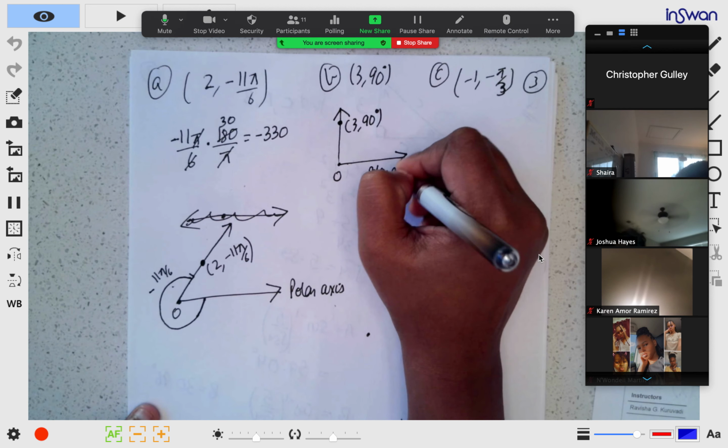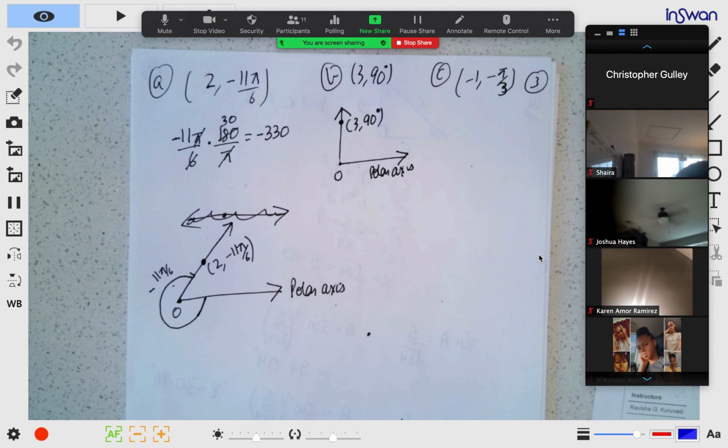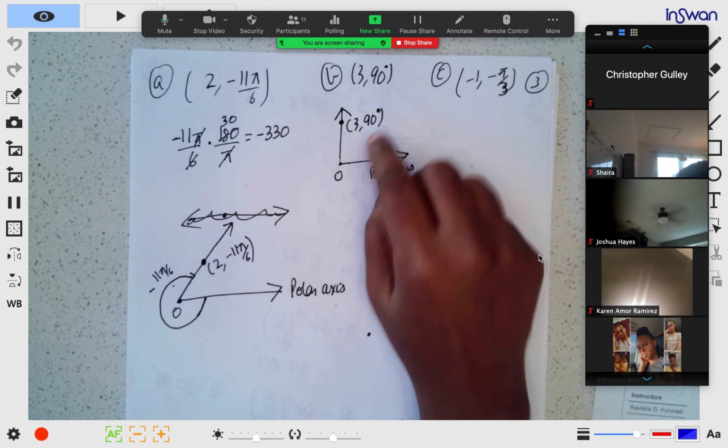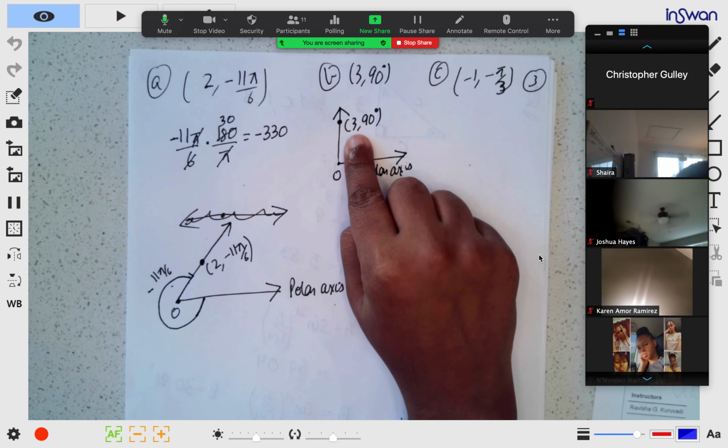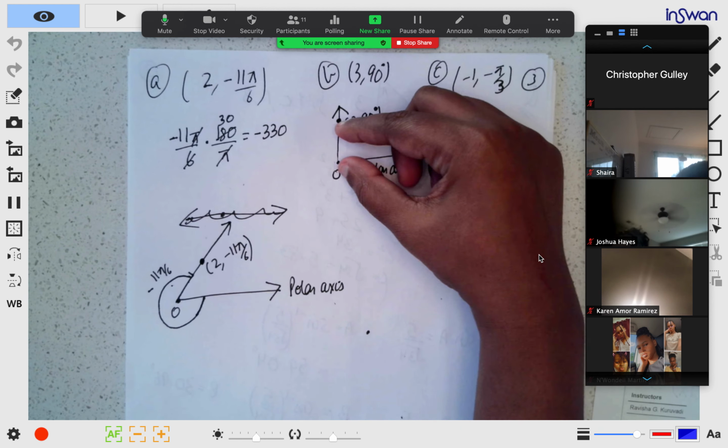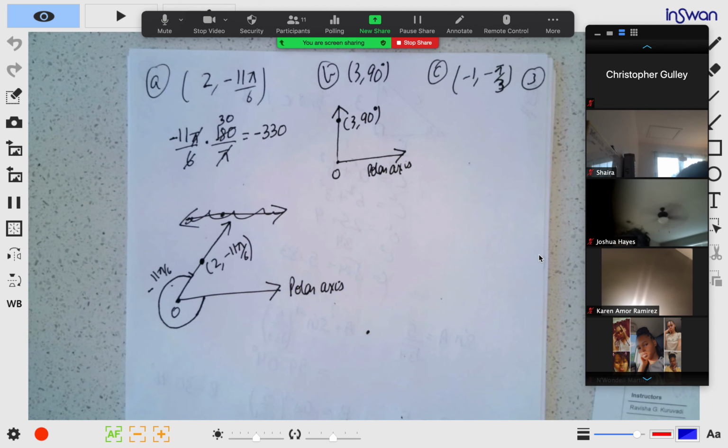First, you always draw the angle and then do whatever r is. R means how many radius. What's the radius? How much you're going. So that will be your r. Okay, Christopher.